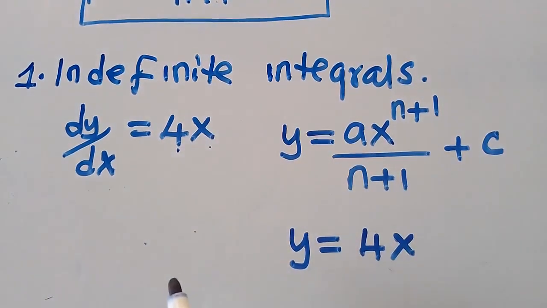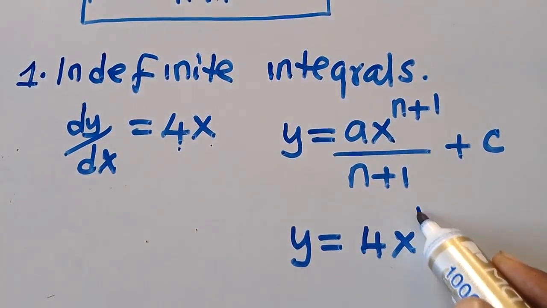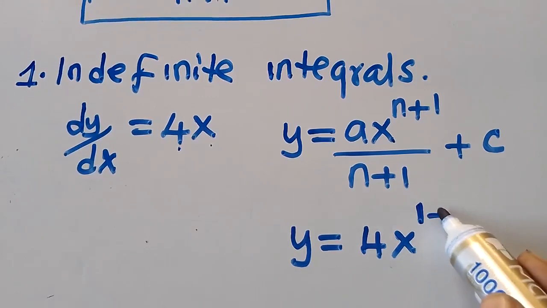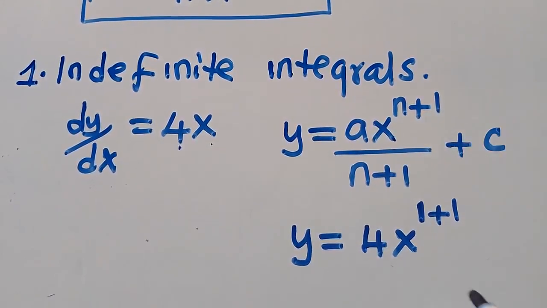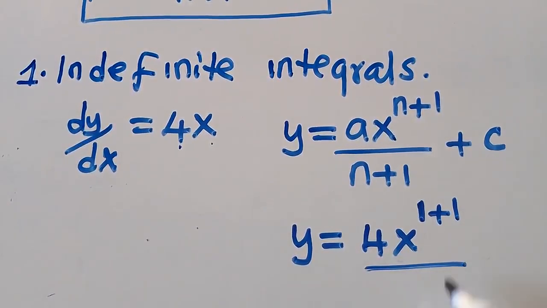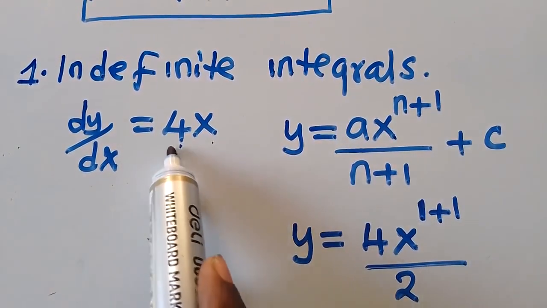The power is 1. So each time a power is not indicated, just know that the power is 1. You say 1 plus 1. The 1 part of the formula there, you include the 1. Then you say over the new power here. So 1 plus 1 is 2. Then we are just having one term here.